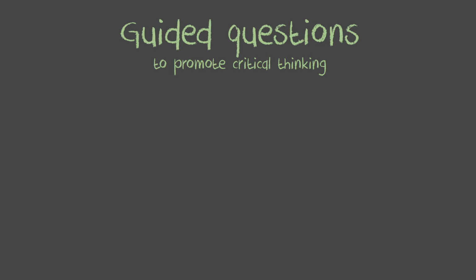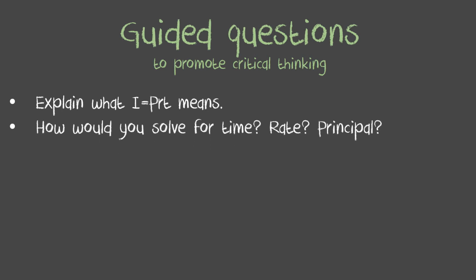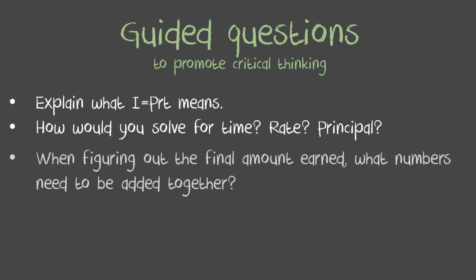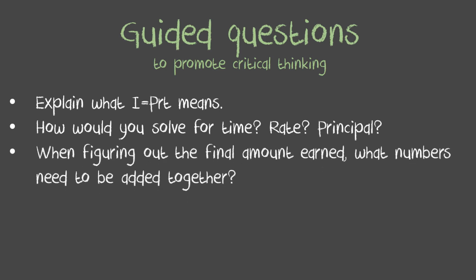Some guided questions to promote critical thinking. Explain what I equals PRT means. How would you solve for time? Or how would you solve for rate? How would you solve for principal? And when figuring out the final amount earned, what numbers needed to be added together? So just some simple questions on that one, because there's a lot of thought in doing this one, but it really is just the beginning of a much bigger problem, and it breaks it down in a fashion in which they can start to understand and grasp the concepts.